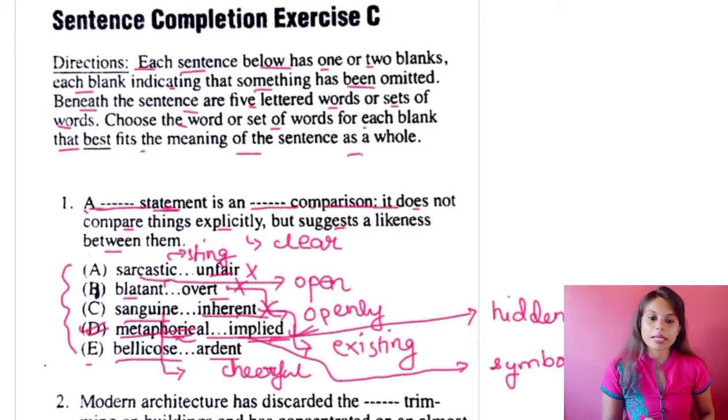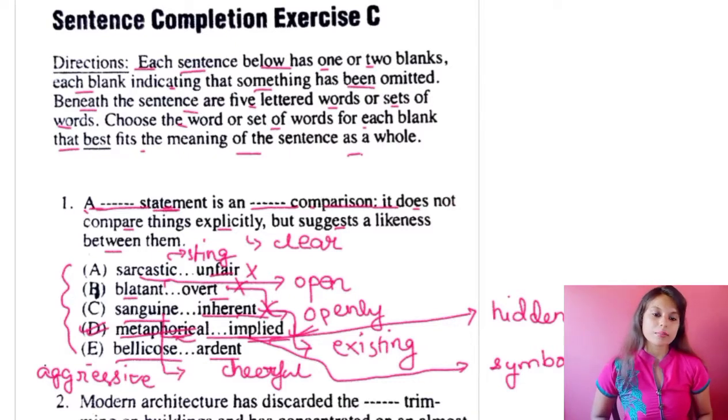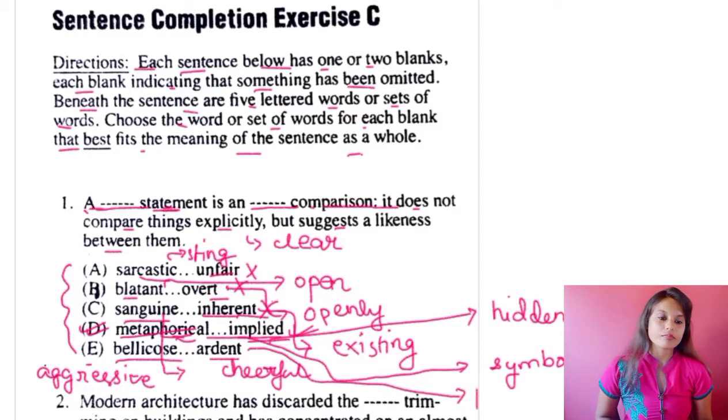Now what is the meaning of bellicose? Bellicose means aggressive or belligerent, you can say. In simple words, you all know the meaning of aggressive. Aggressive means quite angry or irritated and all, okay. So bellicose is aggressive, and ardent means passionate about something. So if I put these two words in the sentence provided above, will it come to a proper meaning? I don't think so.